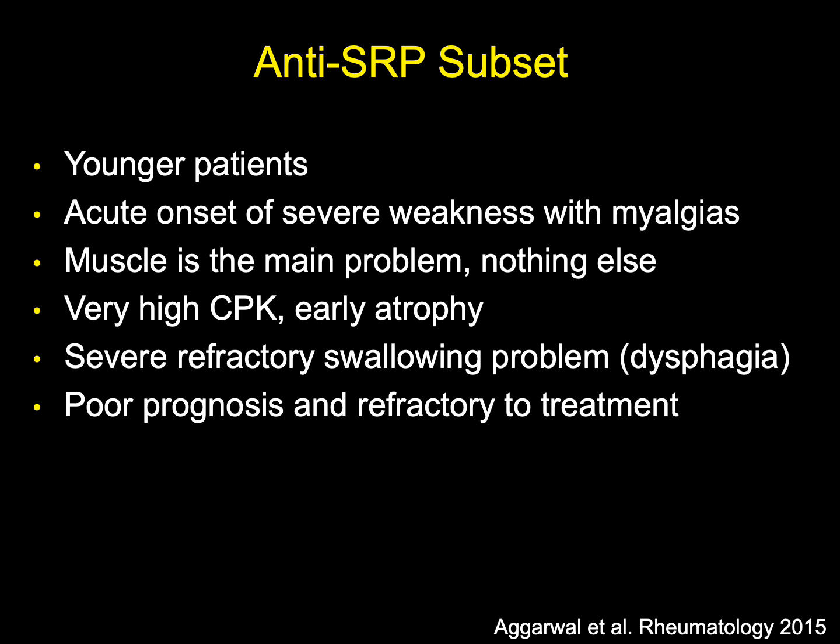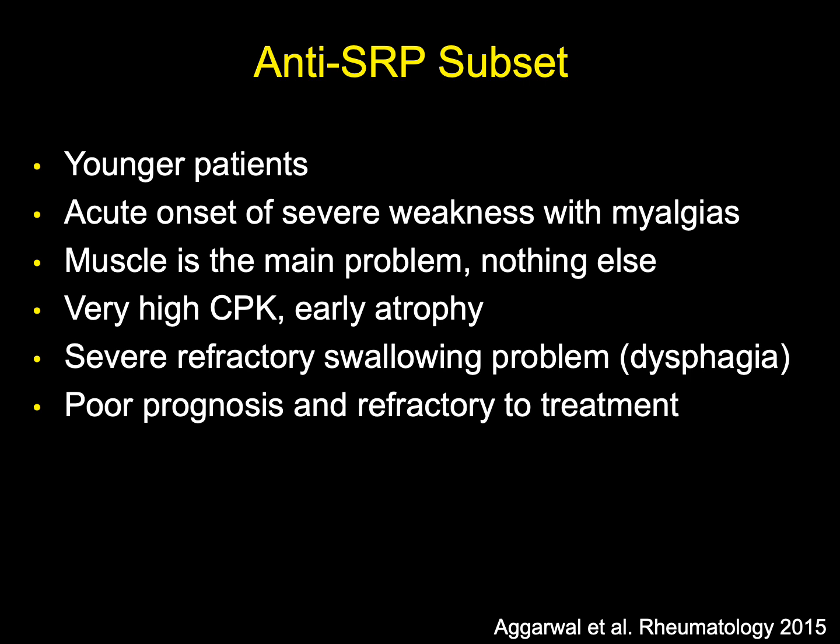When we check their muscle enzyme, they have a very high level of muscle enzyme called CK or CPK, and because of the severity of this illness, they develop early muscle atrophy. They could also have severe swallowing trouble called dysphagia, with difficulty eating, mostly solids. And because of the severity and aggressiveness of this disease, they generally portend a poorer prognosis and are often refractory to usual first and second line treatment.